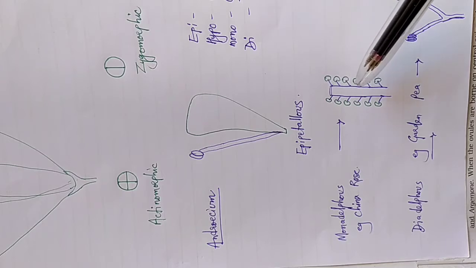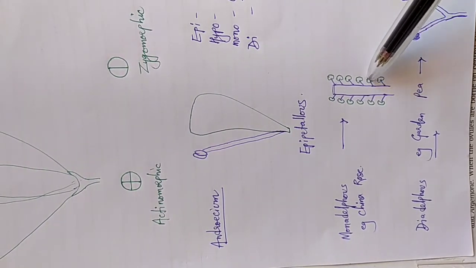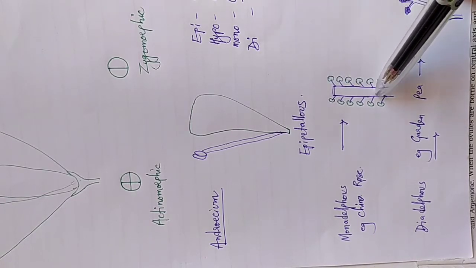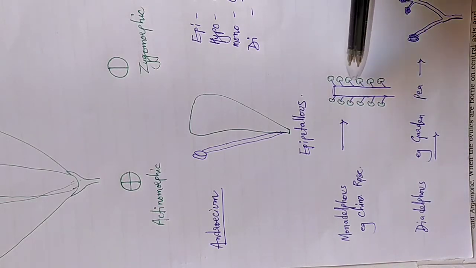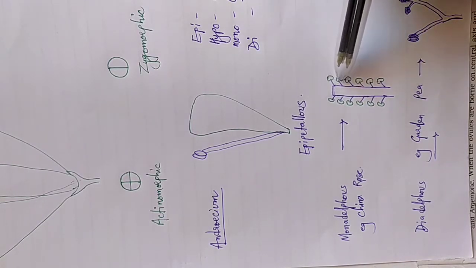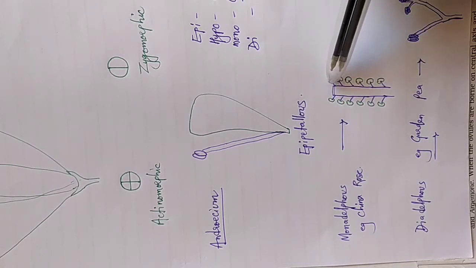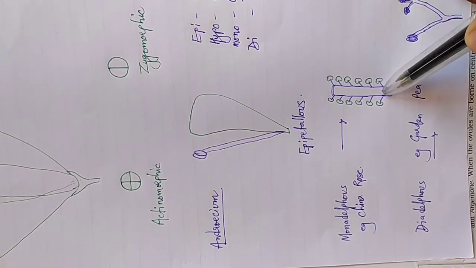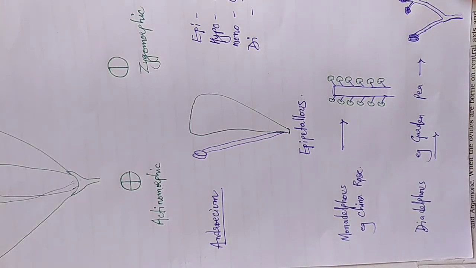So there is a structure on which the stamens are attached. There is a tube which is known as the staminal tube, on the outside of which the stamens are arranged. We can see the filaments and the anthers. A large number of stamens are arranged on this staminal tube. So this is known as monadelphous stamens, for example in China rose.